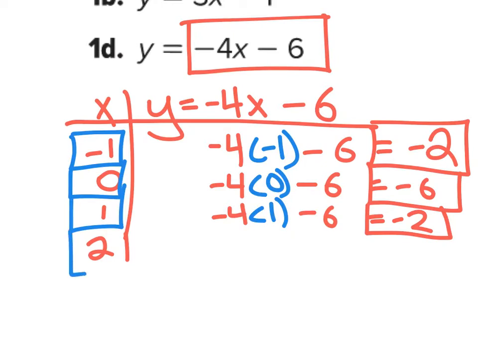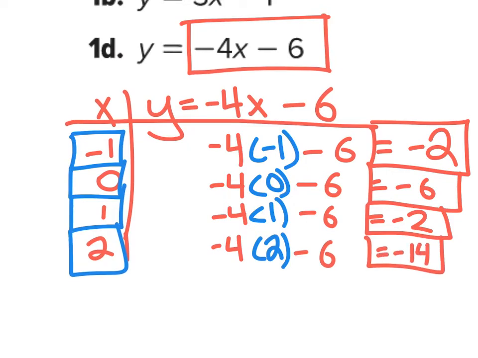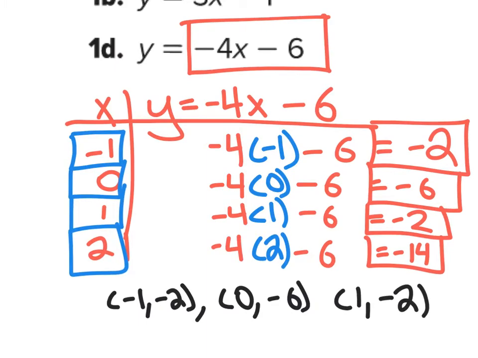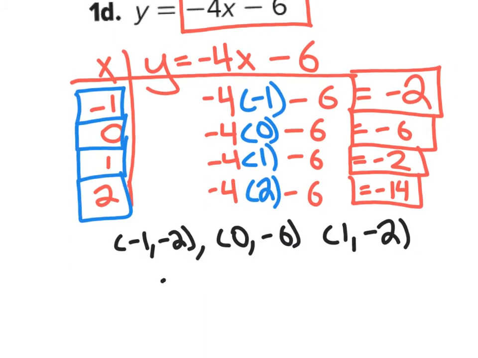All right, for my last value of x, I've got 2. So I'm going to plug that into my function. -4 times 2 minus 6. So -4 times 2 is -8. -8 minus 6 is -14. So my coordinates are: when x is -1, y is -2. When x is 0, y is -6. When x is 1, y is -10. And I'm running out of space. Okay, when x is 2, y is -14.